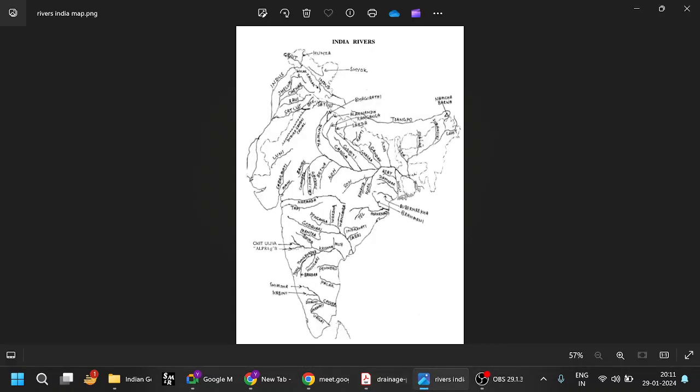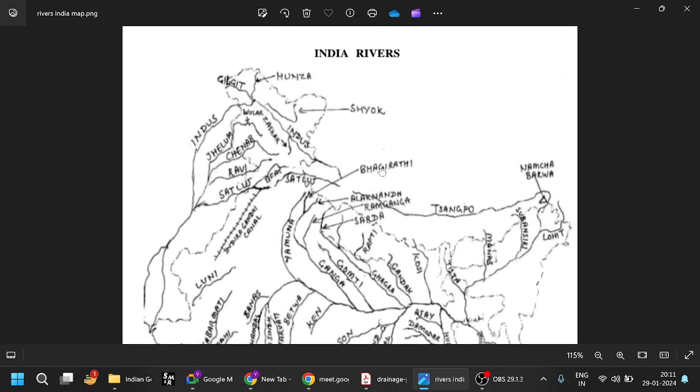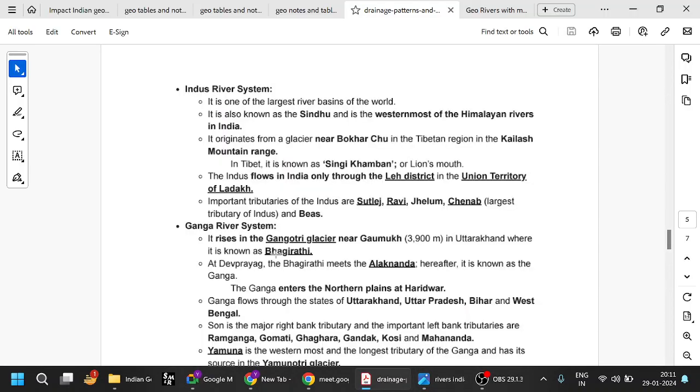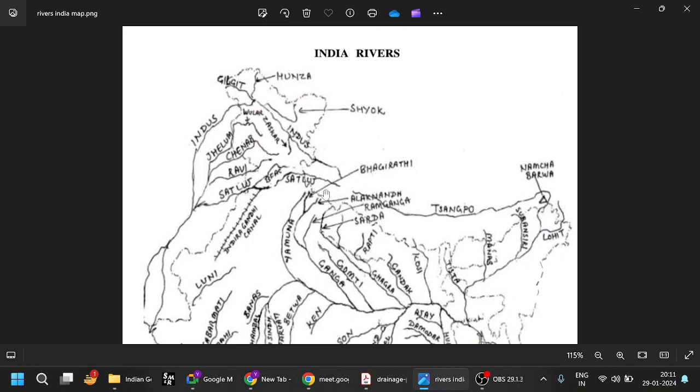Now let us look at the map. So observe this very carefully. It is originating in the Kailash range, right? Here, that's what he said, right? It is originating near Bokhar Chu in the Kailash mountain range. So it is originating here in the Kailash range, and it is flowing like this. Then you have its tributaries Jhelum, Chenab, Ravi, Satluj, Beas.